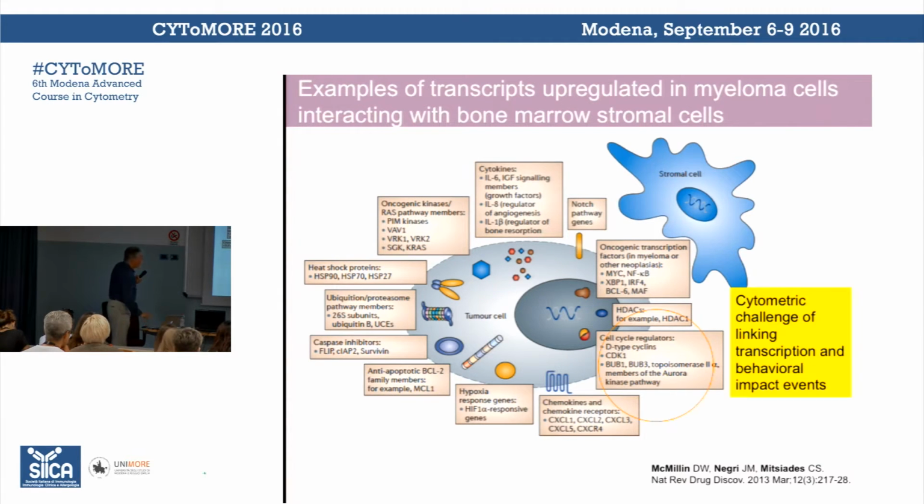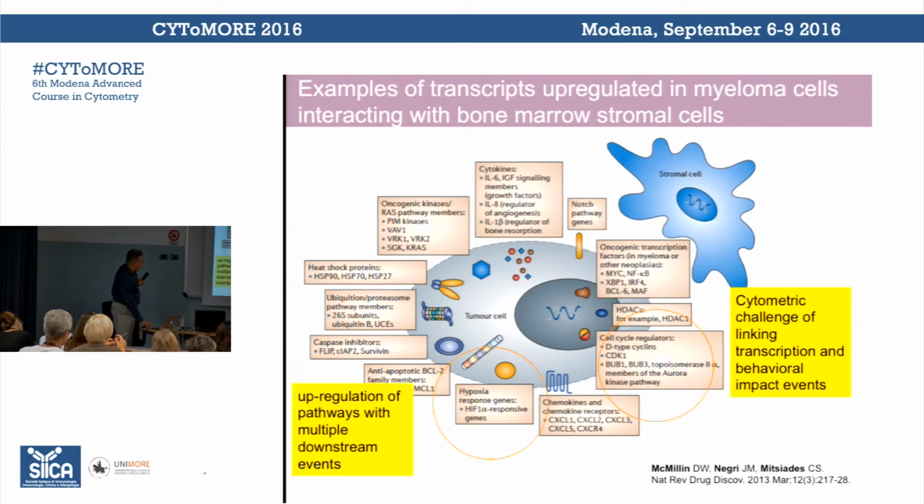In the talk, I'll be touching upon the cytometric challenge of, for example, looking at cell cycle targeting, in particular using a class of drugs that target topoisomerase II, and also what this means for hypoxia, where I'm sure you're all aware there are a whole series of hypoxia response genes that are switched on under stress, not least HIF-1 alpha.